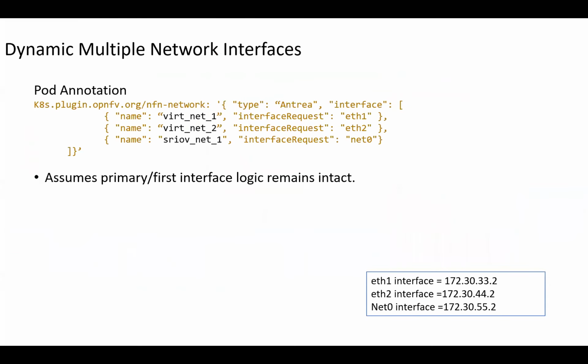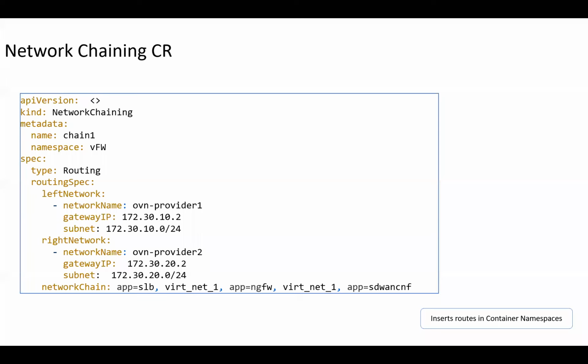Yeah, thank you. So this is the network chain CRD. The main point to understand here is, as we discussed, we talk about the left provider and then the right provider network. And then we have a network chaining attribute, which talks about chain between the CNFs, right? So in this case, we take SLB and there is a virtual network 1 in between these two. So basically the SLB and the next hop is going to be your next gen firewall, connecting these two CNFs virtually through your virtual network 1.